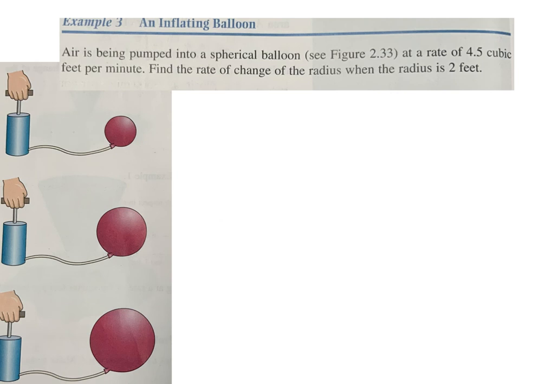Air is being pumped into a spherical balloon. All right, spherical balloon, that's important, all right? So it is at a rate of 4.5 cubic feet per minute. Find the rate of change of the radius when the radius is 2 feet. So I have a spherical balloon. If I am putting air in it, I'm talking about the volume of a spherical balloon. The volume of a sphere is 4/3 pi r cubed.